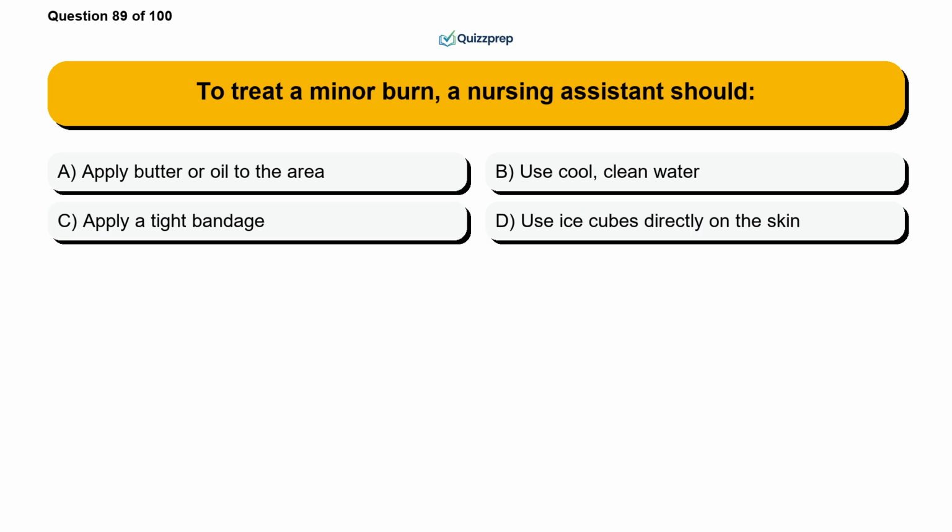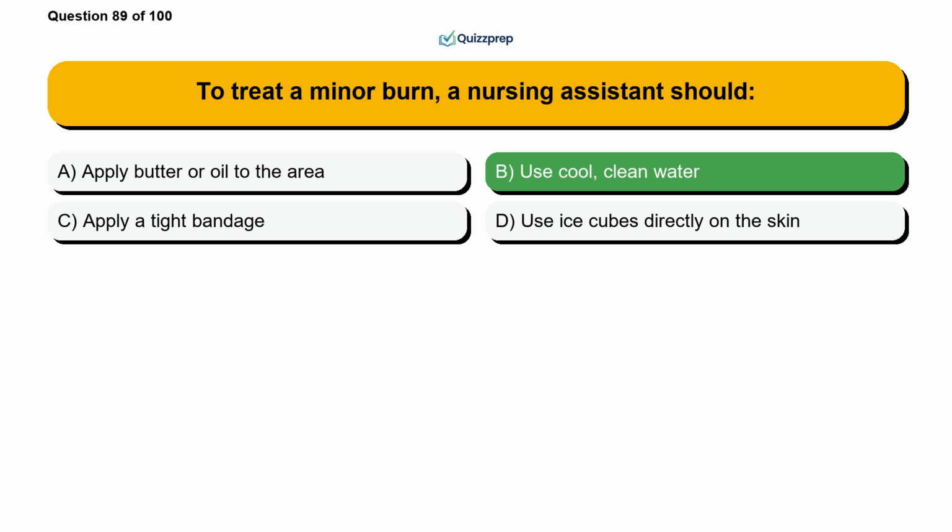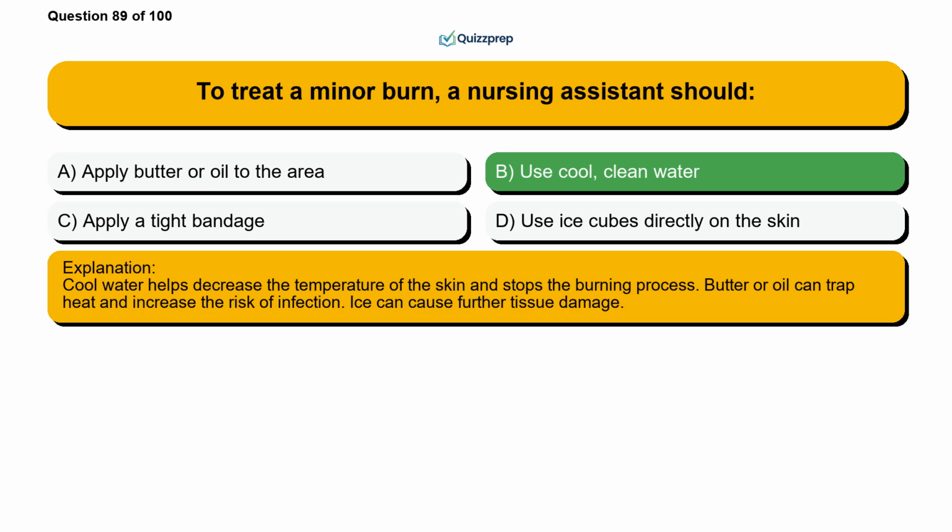Question 89. To treat a minor burn, a nursing assistant should: Option A, apply butter or oil to the area. Option B, use cool, clean water. Option C, apply a tight bandage. Option D, use ice cubes directly on the skin. The correct answer is option B, use cool, clean water. Cool water helps decrease the temperature of the skin and stops the burning process. Butter or oil can trap heat and increase the risk of infection. Ice can cause further tissue damage.